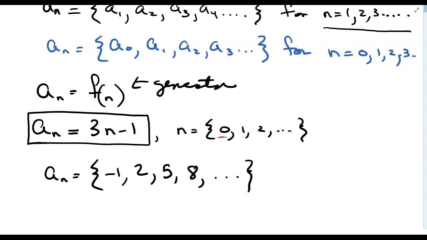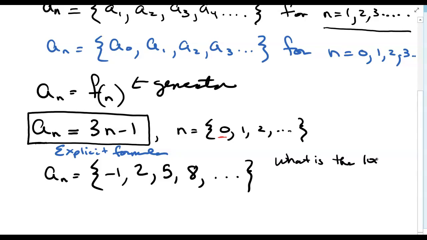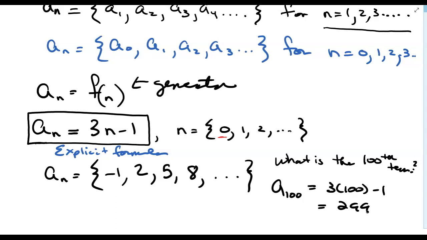But this is considered an explicit formula. So what do I mean by that again? I mean, with that particular formula, I can come up with any term in my series. I can say, hey, what is the 100th term? Oh, well, a with an index of 100 is just 3 times 100 minus 1, so it's 299. So explicit formulas are nice because they let you do that, and we'll see in a minute there are other types of formulas that are not quite so explicit.